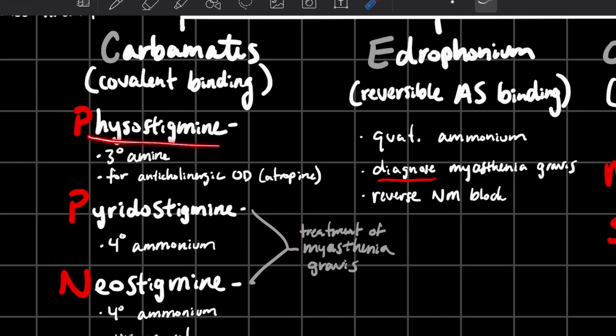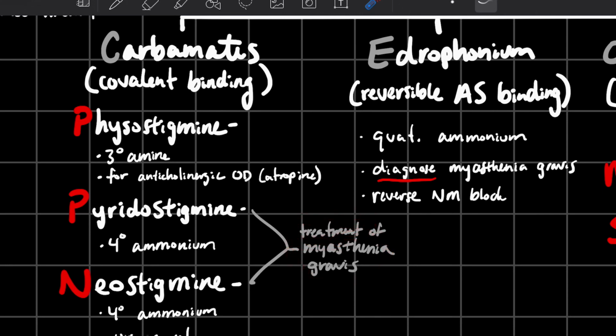Okay, so physostigmine is going to be a tertiary amine. It's going to stimulate your CNS as well, but these are going to be your anticholinergic overdoses. So it's going to help reverse the effects. So for example, if you have an overdose of atropine, which is a PNS antagonist. And then you have your pyridostigmine, it's a quaternary ammonium, and it's going to be the best treatment for myasthenia gravis.